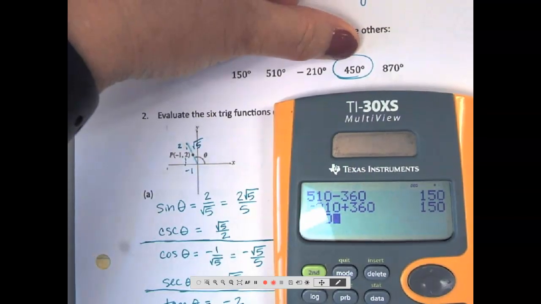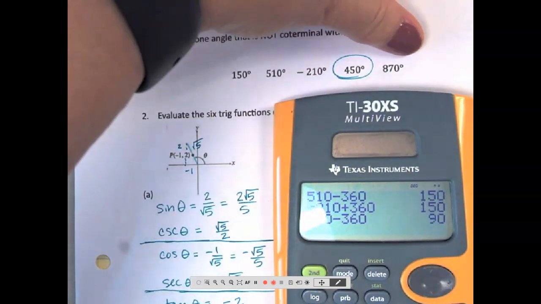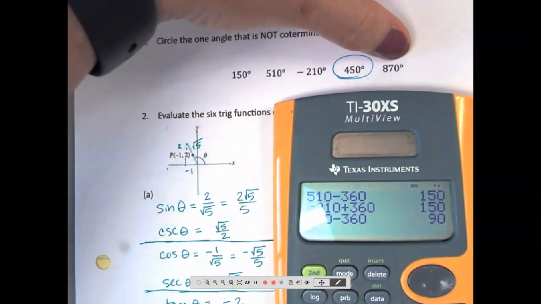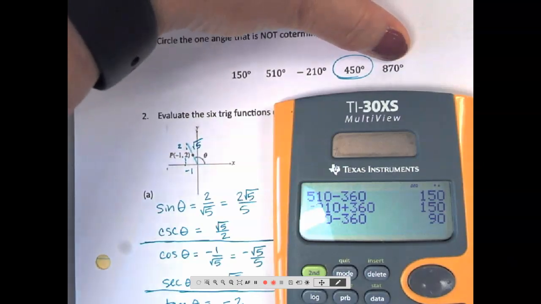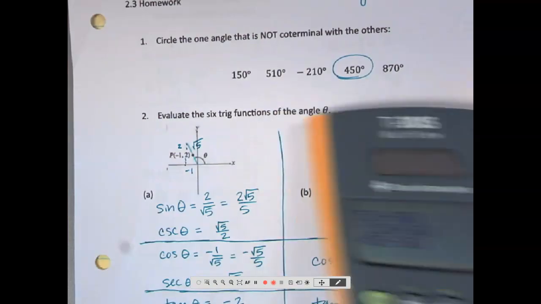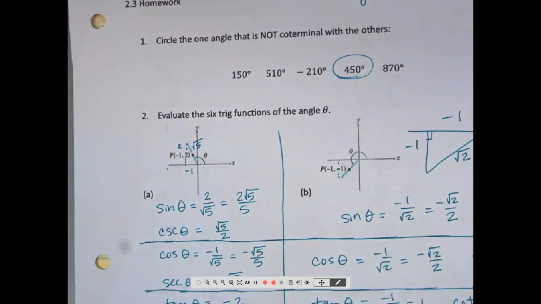Okay, if I take 450 and subtract 360, which is just one full rotation, that gives me 90. And then this one, I believe you just have to subtract 360 twice, and you'll get the 150 as well. Okay? You're welcome. Anything else on page 1? Okay, second page.